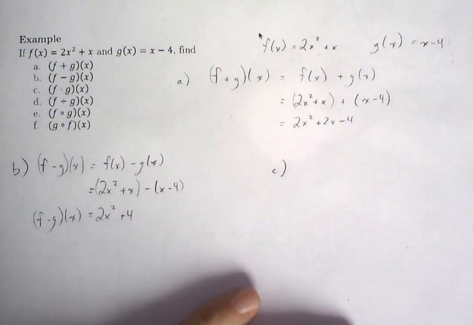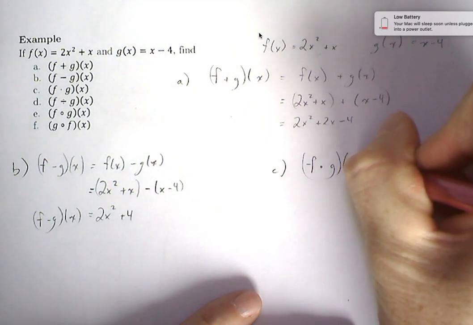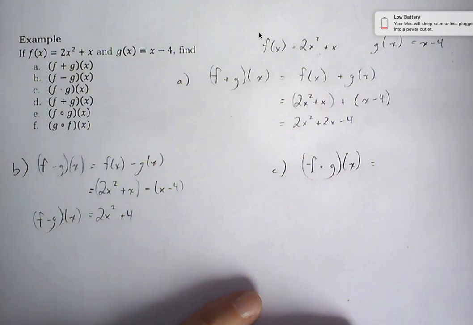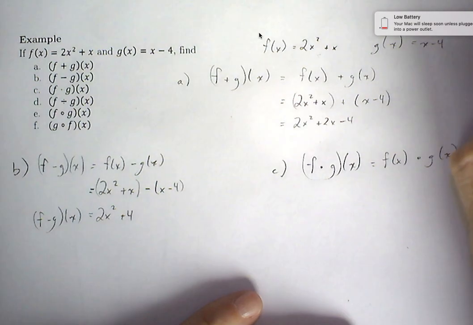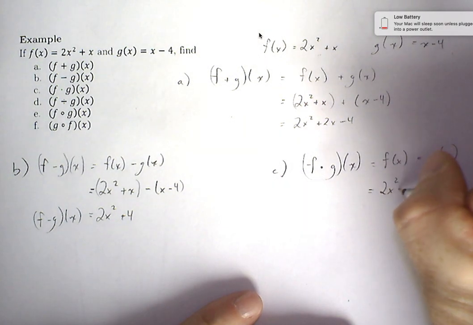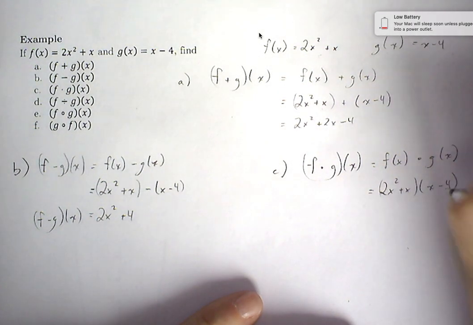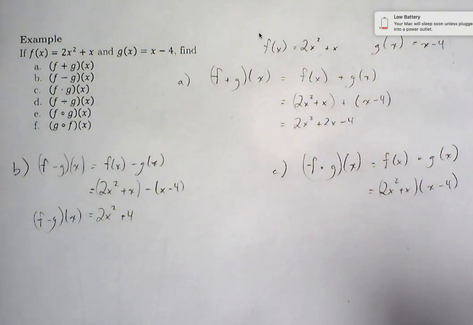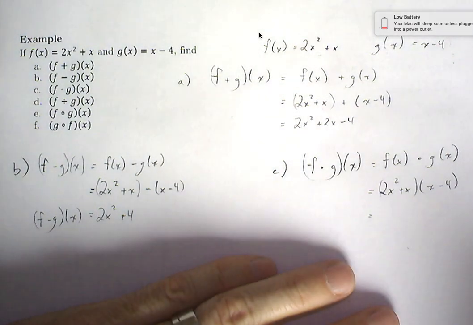I think you are probably getting the hang of this. c is f times g of x. What does this mean? In the function, we take the function f of x and we multiply it by g of x. My function f times my function g. Now, just so you know, this might get a little bit nasty simply because we're multiplying two binomials together.